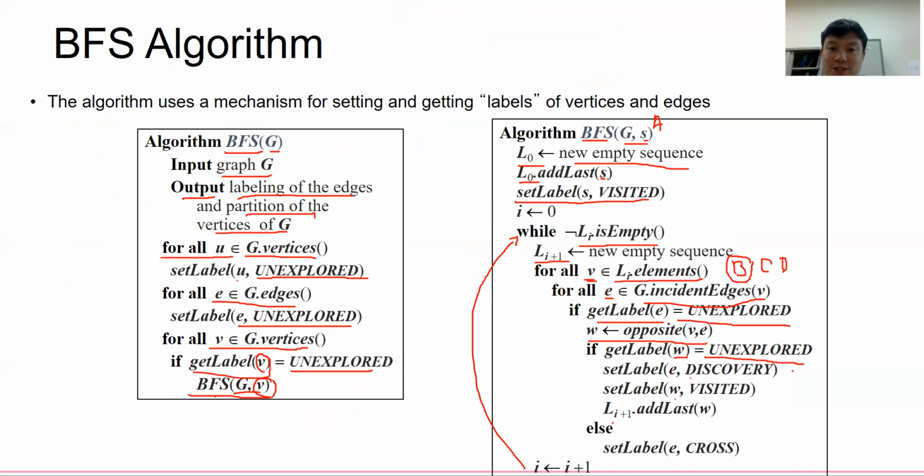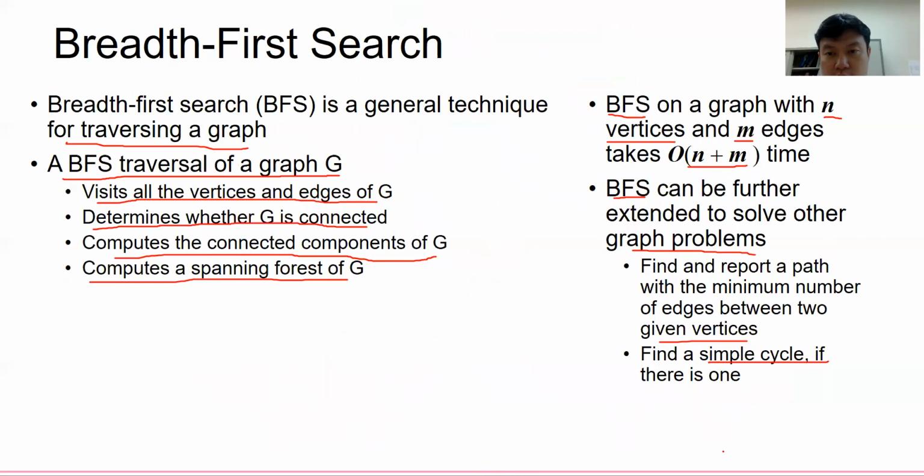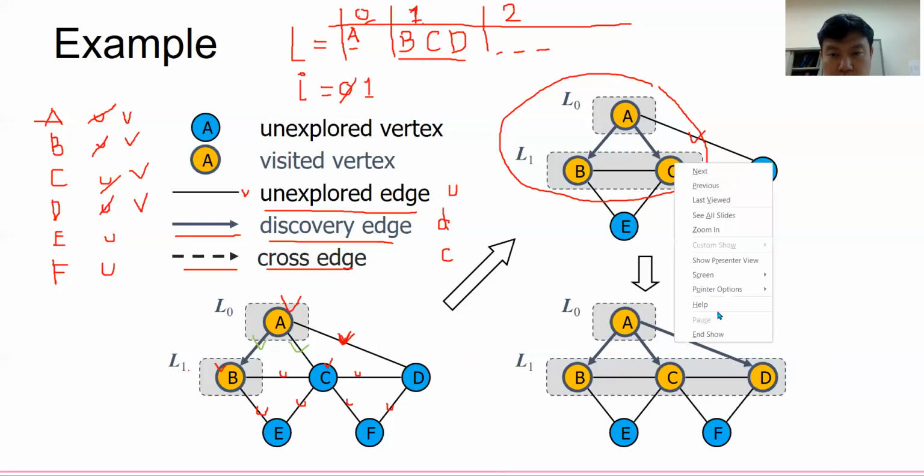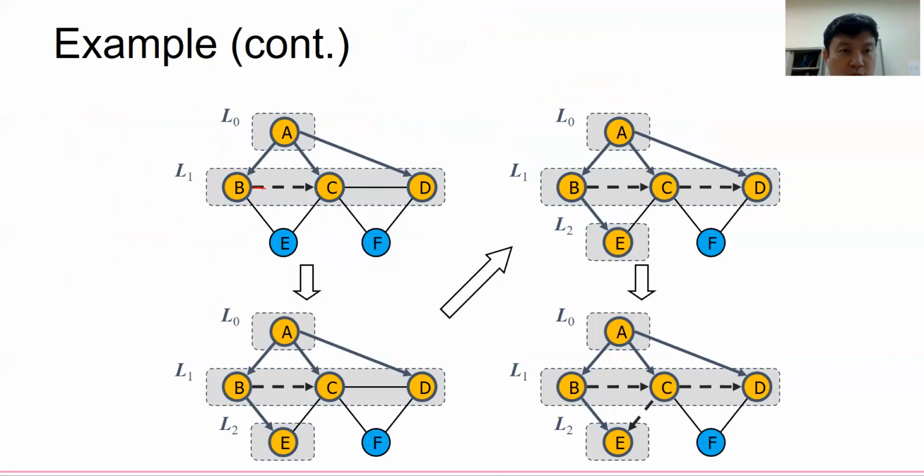So C, we already visited C. Then it is already explored. It is already discovered. Then it will not go here, but it will go to the else. Else is the opposite. It is not true. It's false. So set label E as cross. So this one will be set as cross. Now we have this one cross. Because it is cross, we have the symbol, this dash line, not a solid line.